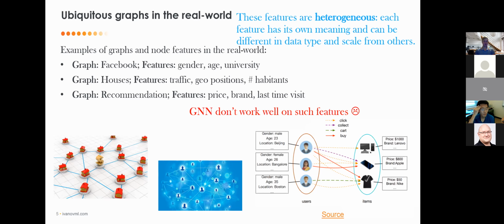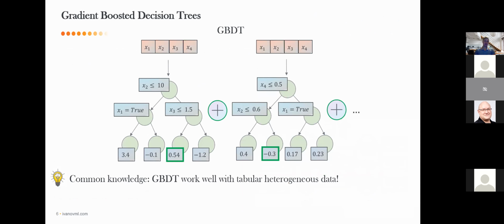And as we saw in this paper, GNNs don't work really well on such features. So you have to do other tricks than just applying GNN. At the same time, one of the common knowledges in machine learning is that gradient boosted decision trees work really well with tabular heterogeneous data. So for example, XGBoost or CatBoost work really well on tabular datasets with heterogeneous features. However, GBDT work well only on tabular data and not on graphs. So there is no easy way to apply GBDT on graphs.